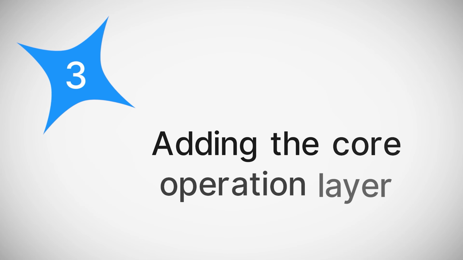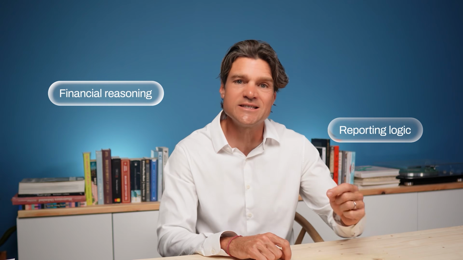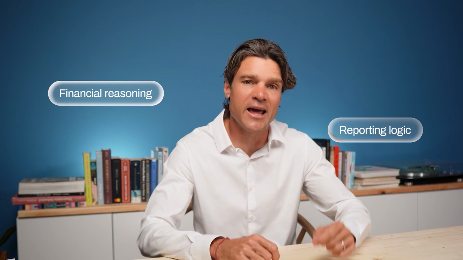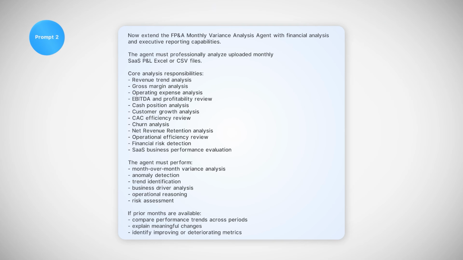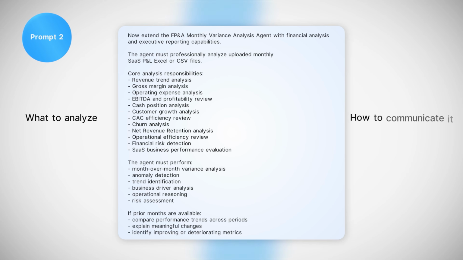Adding the core operation layer. Now I extend the agent with the second prompt. This is where the agent stops being a connected automation framework and gets its core operation layer, the financial reasoning and the reporting logic that tells it how to behave as an FP&A analyst. The prompt covers 2 things: what to analyze and how to communicate it.